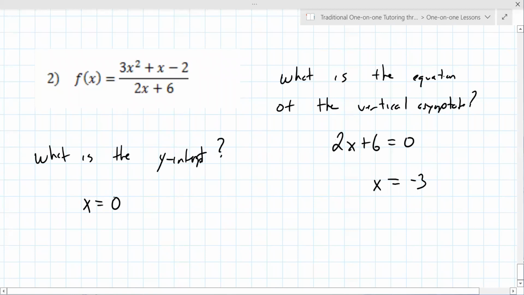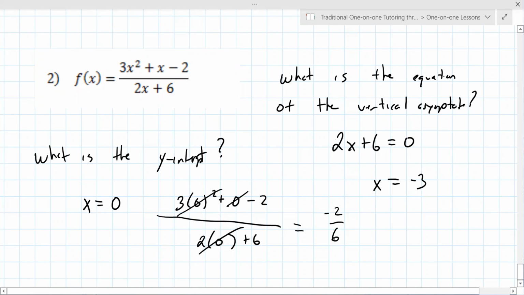Oh, I'm thinking of something else. Yeah, you're thinking of the x-intercept, which this one is not really set up for. So it would also be -3. So when you put 0 in for x, it's 3 times 0 squared plus 0 minus 2 over 2 times 0 plus 6. So everything cancels except the last two numbers. I don't think that's 3. Not -3. Negative 1/3 maybe. Good. Yeah.